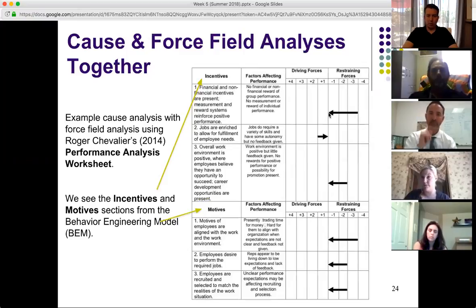And it could be 2 arrows. It could be one arrow. You might have some forces working for you, some forces working against. But what you eventually want to get at is to distinguish whether it's a positive or negative net force on the problem or opportunity.